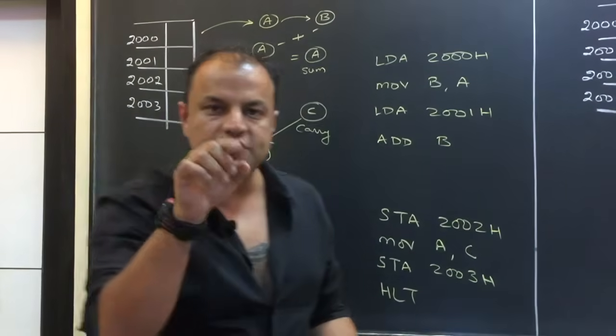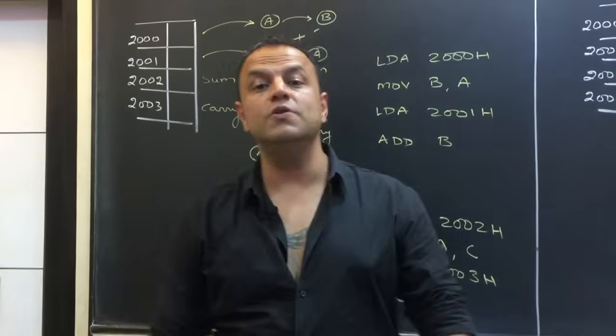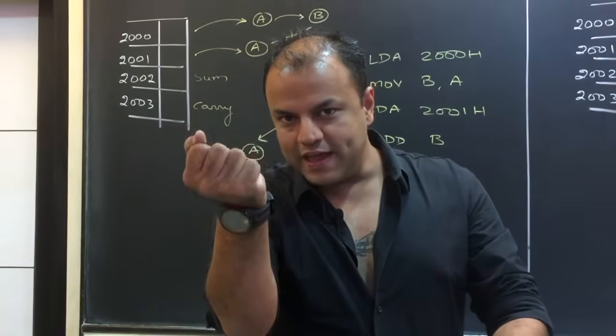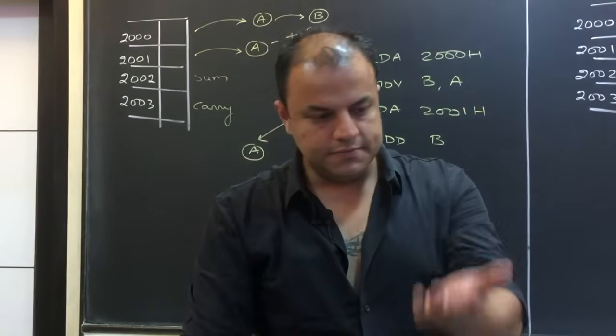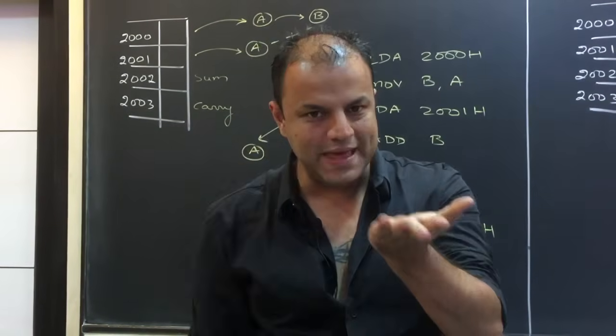Now, can you write move C, comma carry flag? No, that is not possible. There is no such instruction. So, here you need to use some logic. If carry flag is 1, make C register 1. If carry flag is 0, make C register 0.